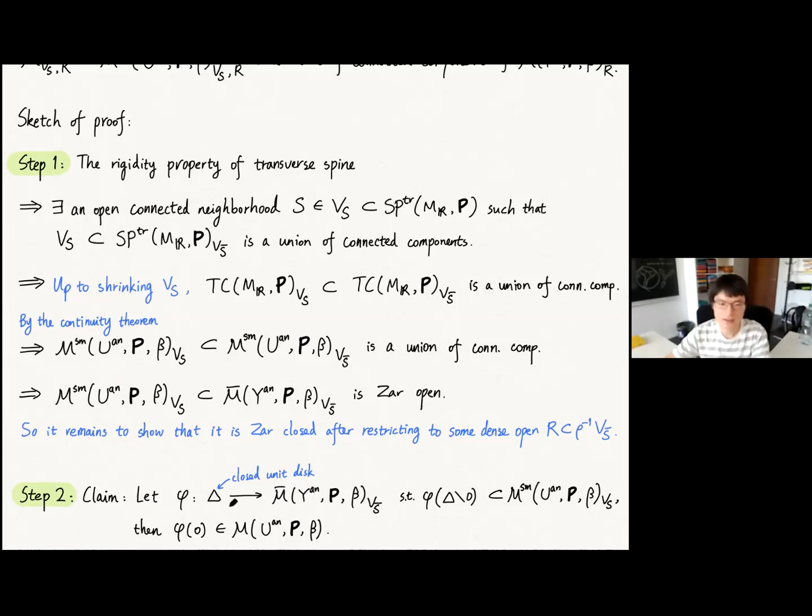In other words, we consider a family of stable maps in M bar parameterized by a closed unit disk, with the condition that the ith marked point maps to Vs bar, such that the image of the punctured disk lies in the smooth locus and also has a spine that belongs to Vs. Then the claim is that the central fiber belongs to MUP beta, meaning that the central fiber has correct intersection numbers with the boundary.